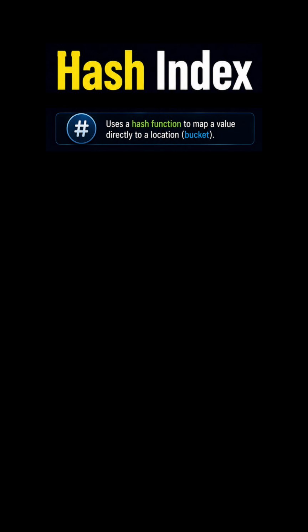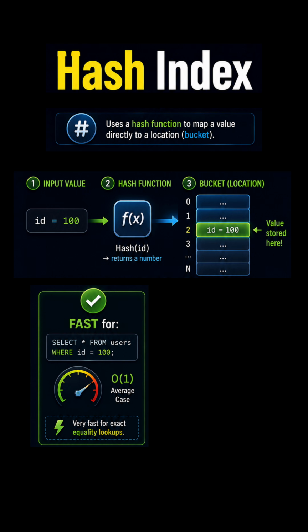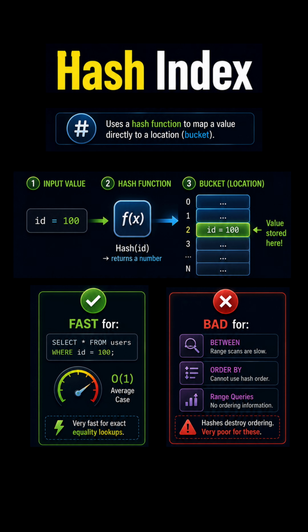Hash index. Hash indexes work differently. They use hashing to directly locate values. Very fast for exact equality lookups, but terrible for sorting, range scans, and BETWEEN queries because hashes destroy ordering.